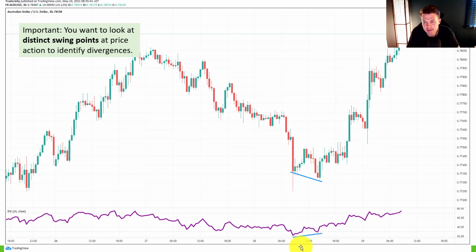And the indicator is then also much, much easier and more objective to identify, or the divergence rather. We have lower lows here, and we have higher lows here. Classic divergence, and then we have a turnaround.